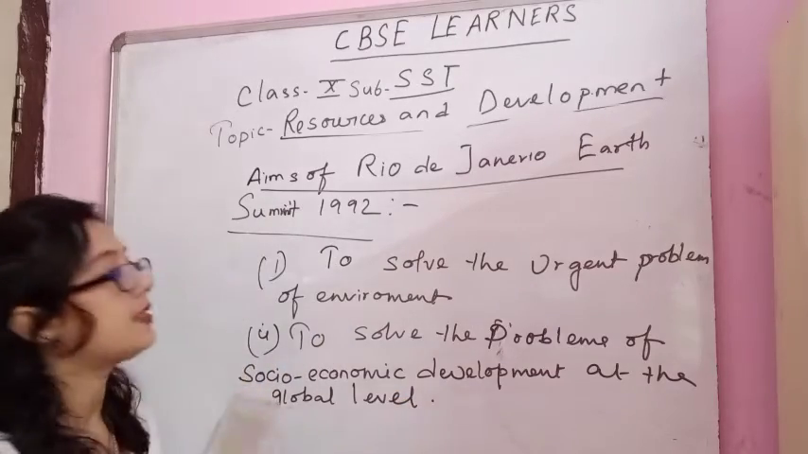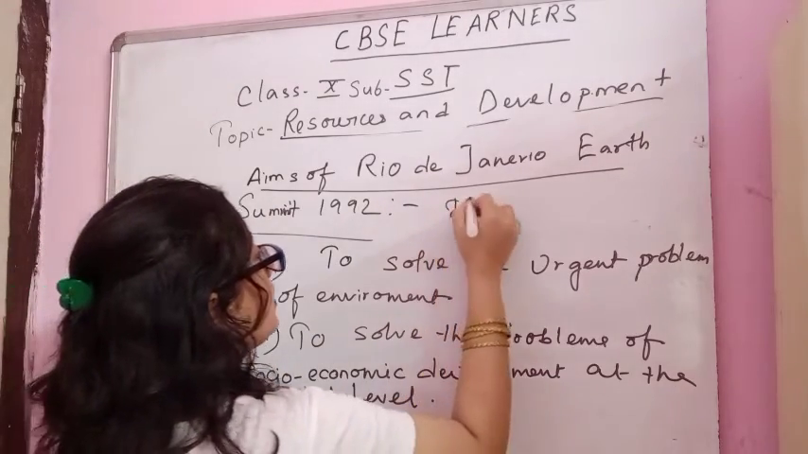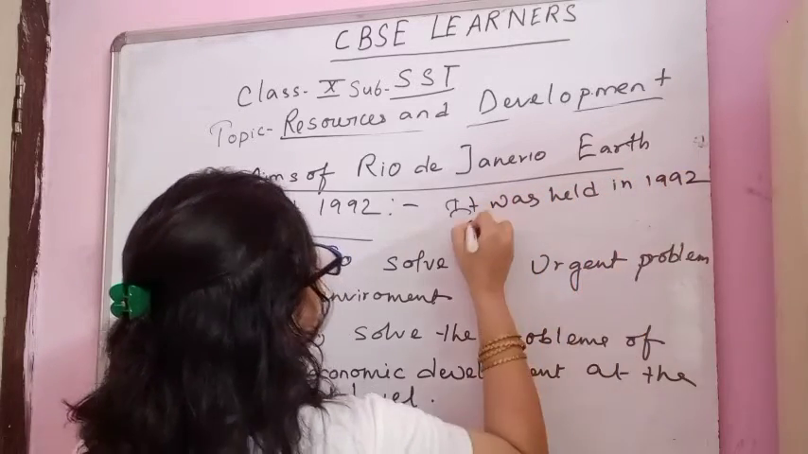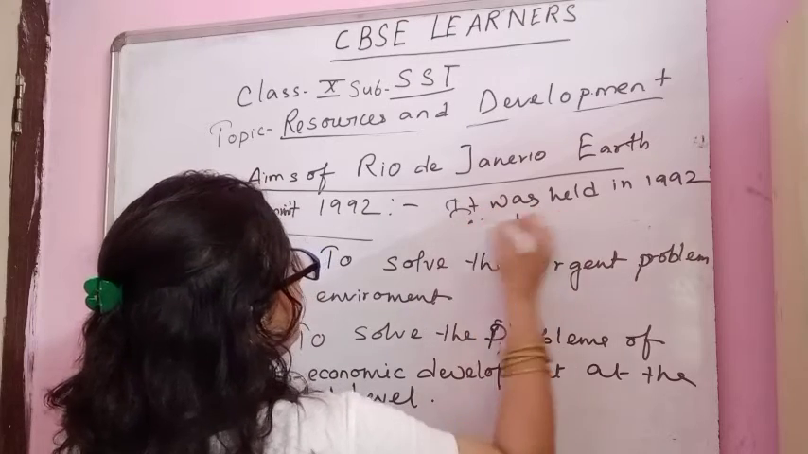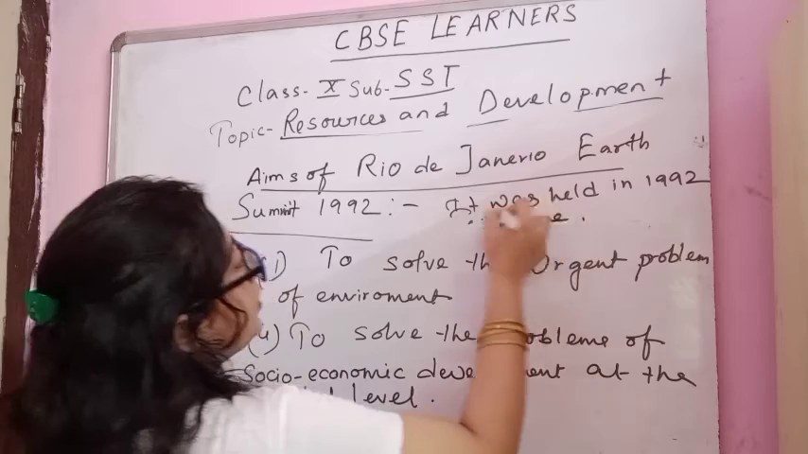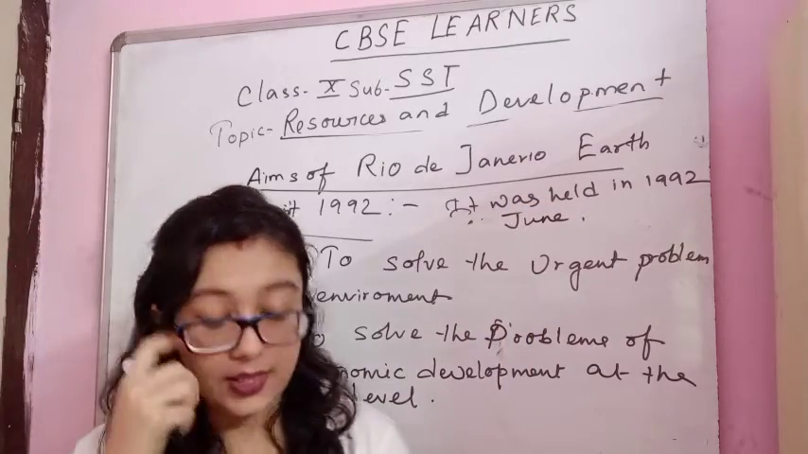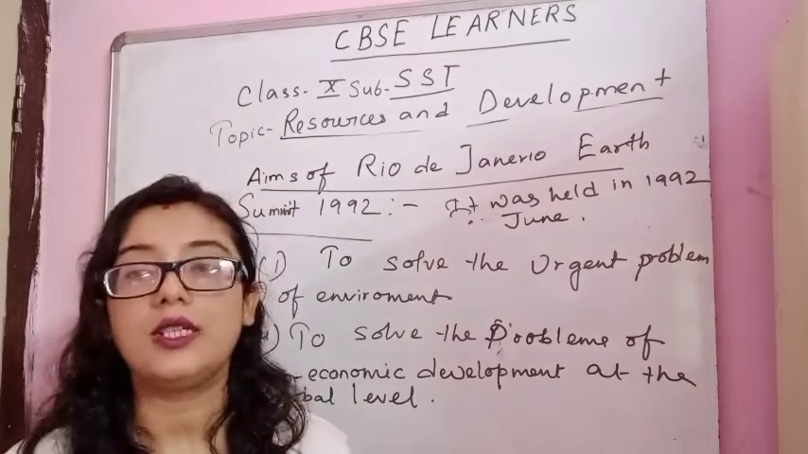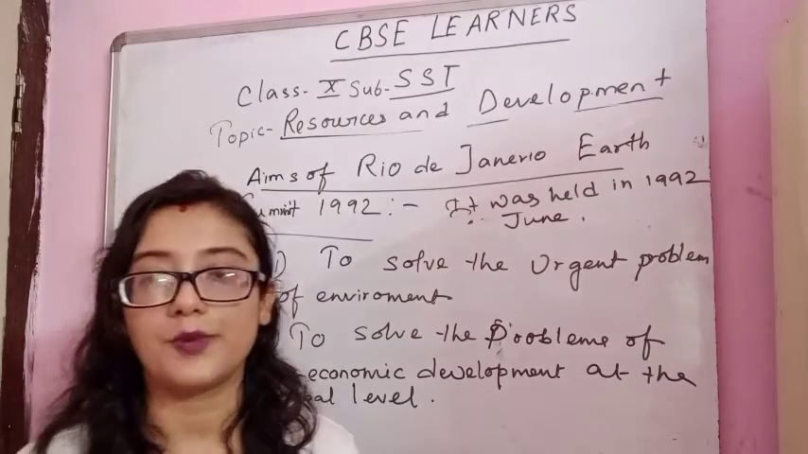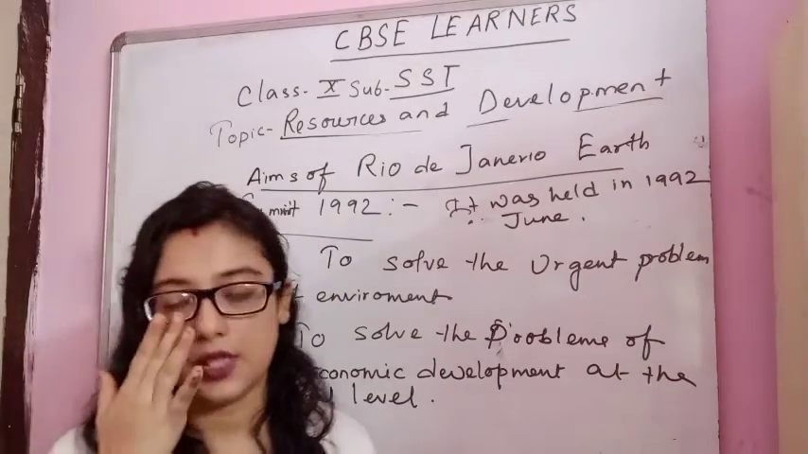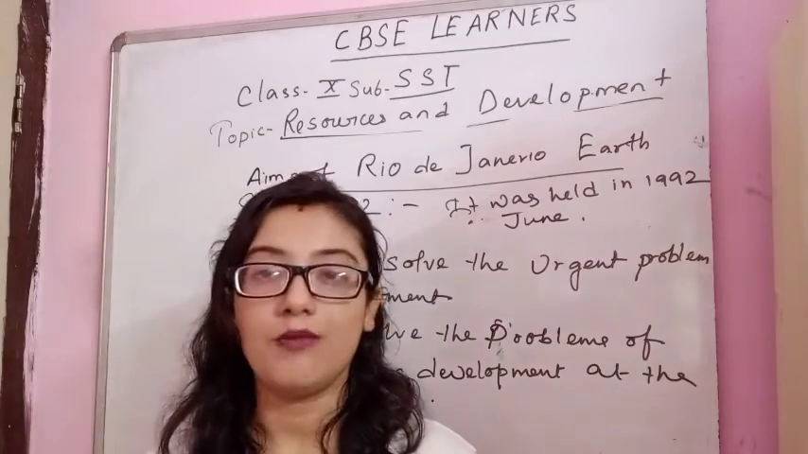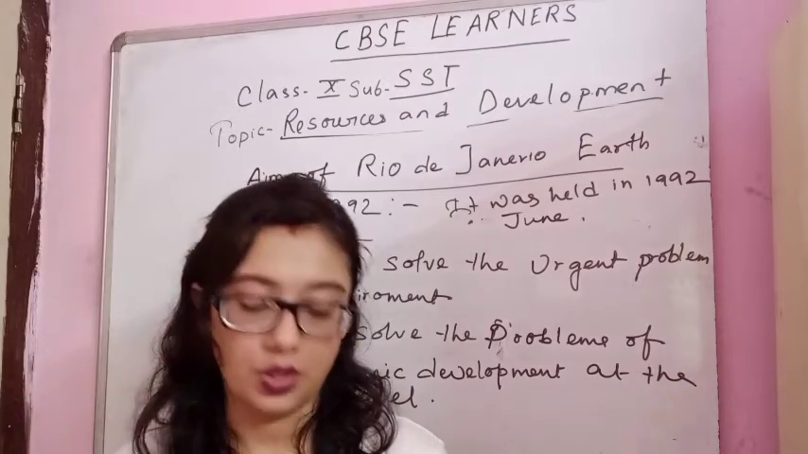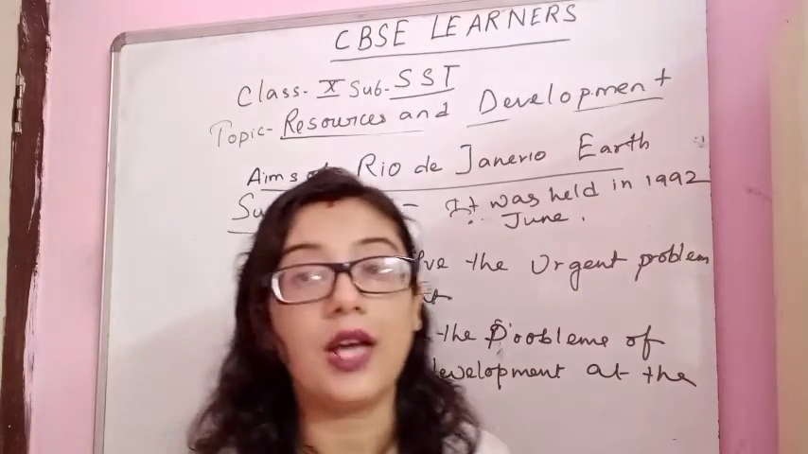This Earth Summit was held in June 1992. In this summit, they adopted Agenda 21. Now, what is an agenda? Agenda means a list of programs. And why are we calling it Agenda 21? Because it is the list of programs to be fulfilled to attain sustainable development till the 21st century. So let's read about Agenda 21.